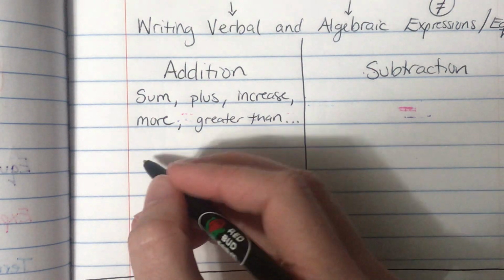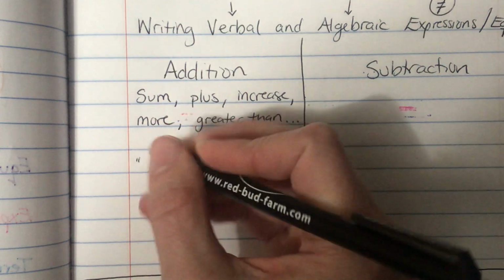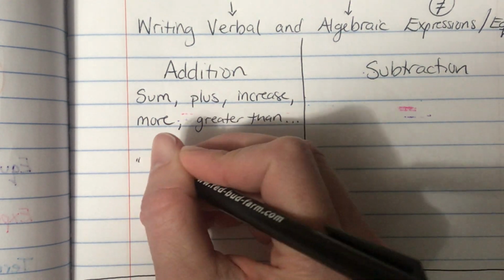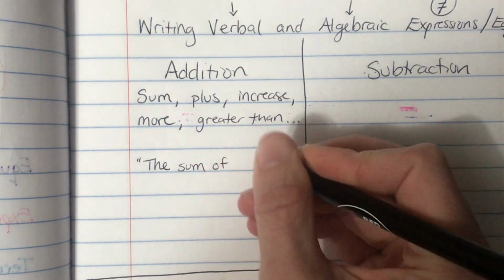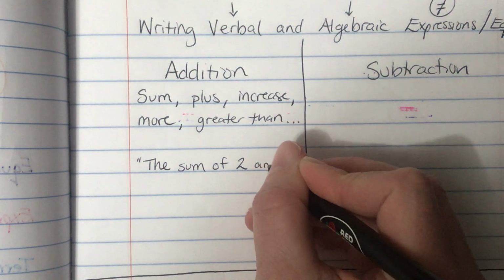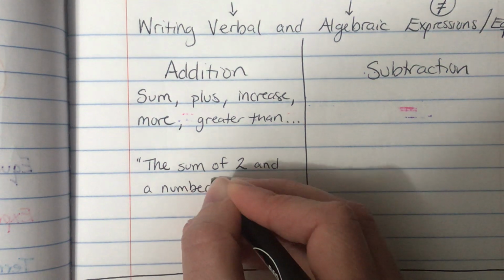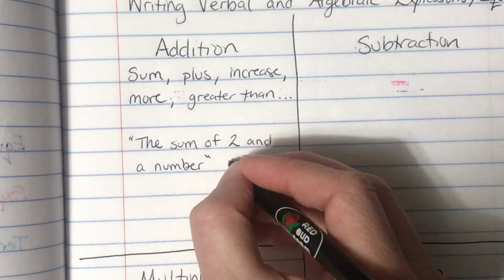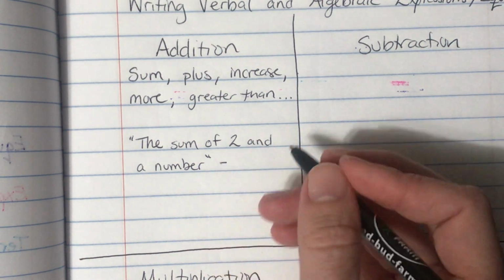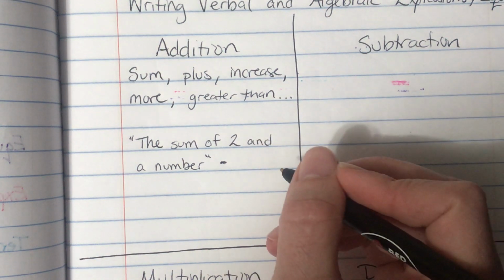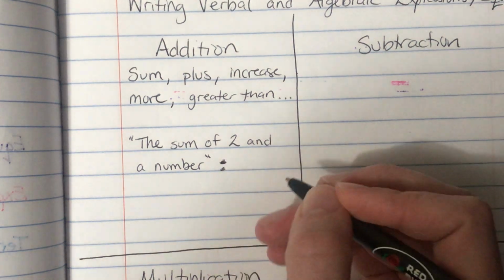Let's look at a couple of examples. This is a verbal sentence. You might be asked to write out in algebra the sum of 2 and a number. So the sum of 2 and a number is the verbal sentence, and you would then be asked to write it in algebra. I shouldn't have written it that way, that looks like a minus sign. Let's do a colon, two dots. There we go. My top dot's just a little big because it was a minus sign.